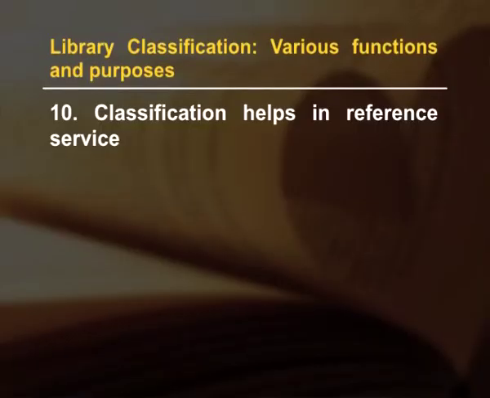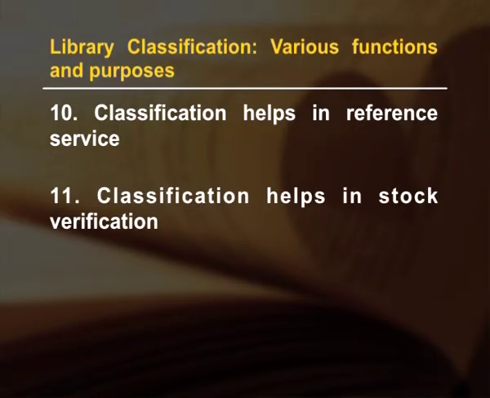Tenth, classification helps in reference service. The classified part of the catalog helps the reference librarian to get all the materials related to a query. The classification further helps to arrange the queries in a subject-wise order and file them for future reference. Thus, classification helps in providing reference service in many ways.